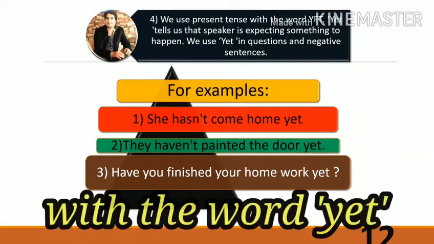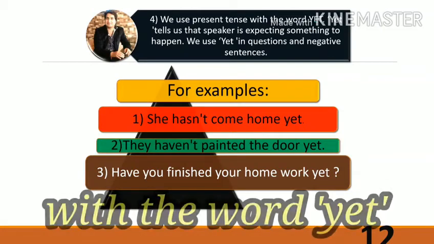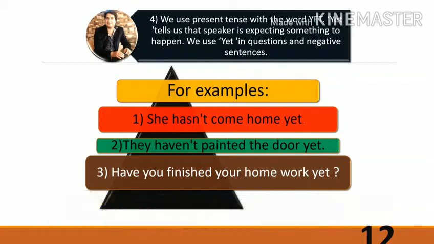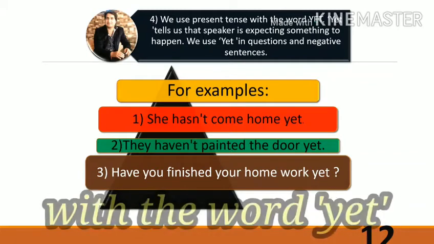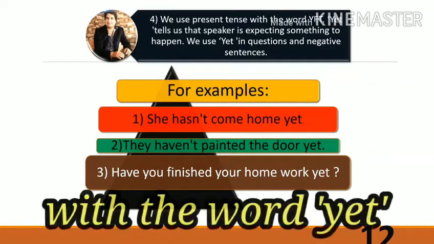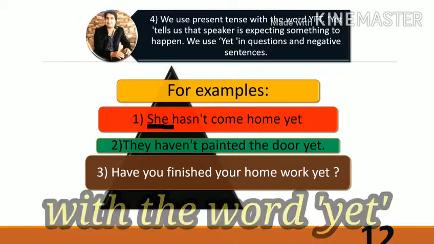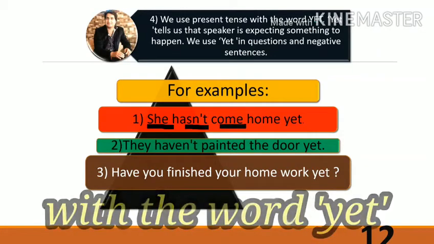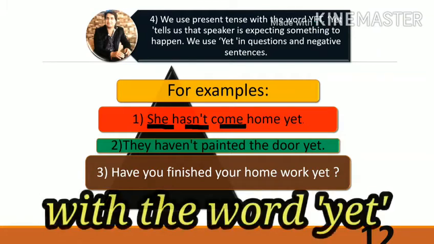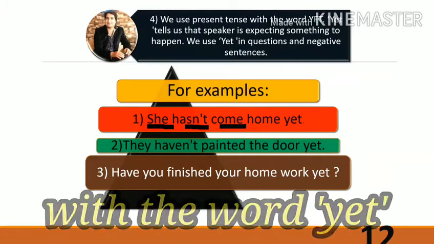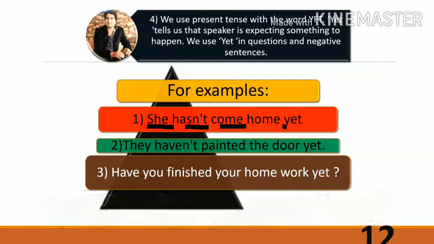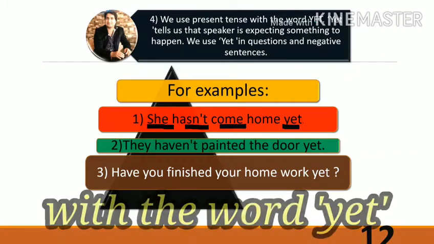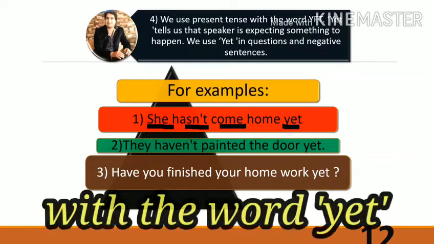That means when we make use of "yet", it is especially used in question forms and negative sentences. For example, if we say "she hasn't", that means "has not come". Come is V3. So "she hasn't come" is present perfect tense, and here we have the word "yet". So in the exam they may ask: "She dash come home yet."